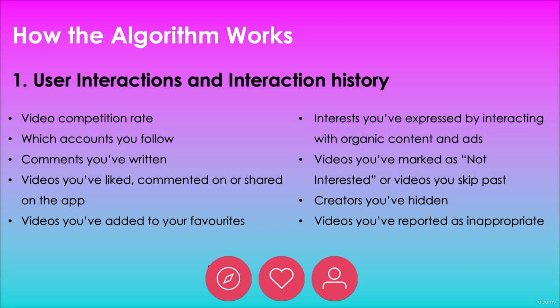If you keep adding certain genres of videos to your favorites, the algorithm is going to know you like this kind of video and will show you more of this. Others are interests you've expressed by interacting with content and ads. So if you click on a certain type of ads, guys, you'll probably get shown more of these in the future. As well as videos you've marked as not interested or videos you skip past.